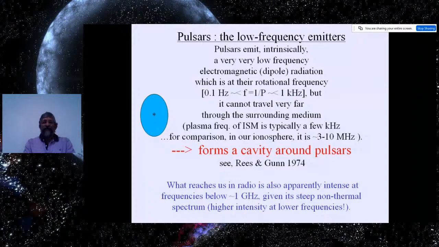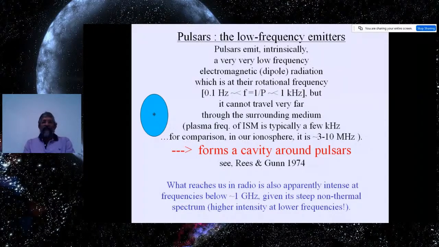Now this radiation at such a low frequency cannot get very far, because the surrounding medium does not allow propagation of such low frequency radiation. It is filled with material, particularly free electrons, which have a cutoff frequency for propagation of waves below a certain frequency, and that happens to be a few kilohertz. Whereas most of the pulsar spin periods suggest that we have this radiation at a much smaller frequency than a few kilohertz.